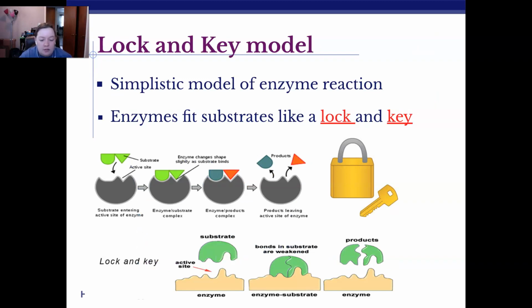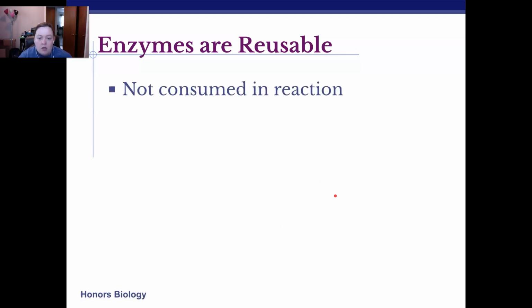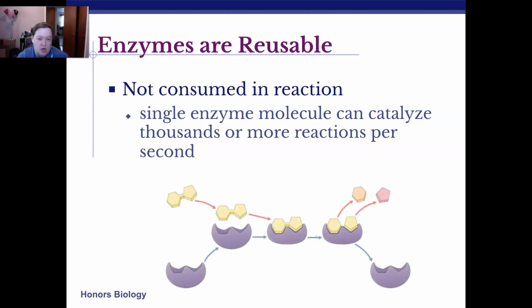So again, they work together like a lock and a key. You start with your substrate and your enzyme. They fit together like a lock and a key. The enzyme substrate complex is when they're nicely fit together. And when they come apart, we have two products, and the enzyme is left to continue for another day, doing the same job again. That's why we call enzymes reusable, because they can do the same job again. They're not consumed. They can only do one type of reaction, but they can do that one type of reaction thousands of times. So keep that in mind. They don't disappear. They're not used up. They can do their job over and over again.